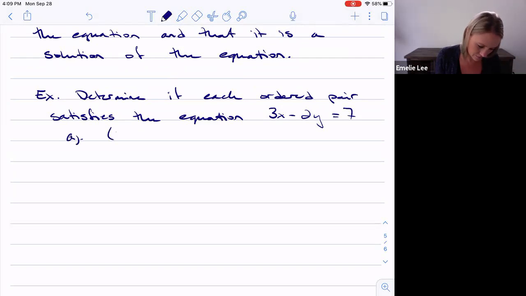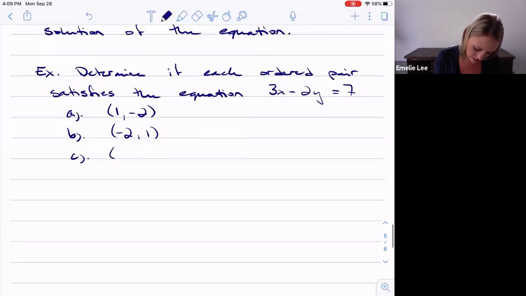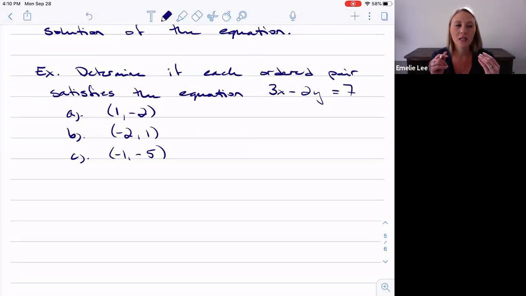First one is when x is 1 and y is negative 2. B, negative 2, 1, and C, negative 1, negative 5. Okay. So what we have to do is plug in the first one, 1 for x and negative 2 for y, and if it equals 7, then it's a solution.